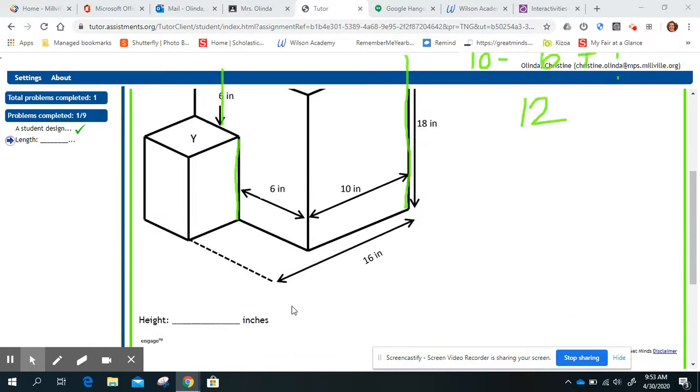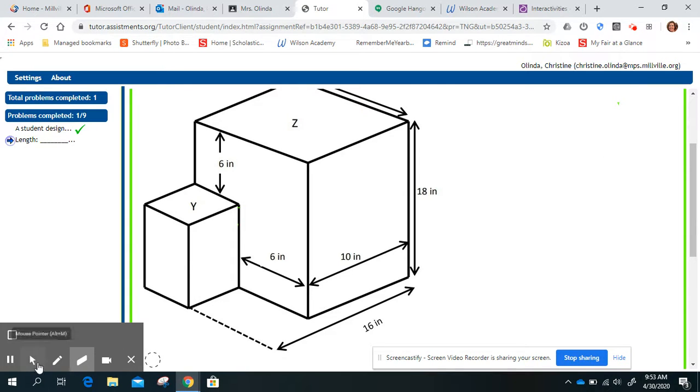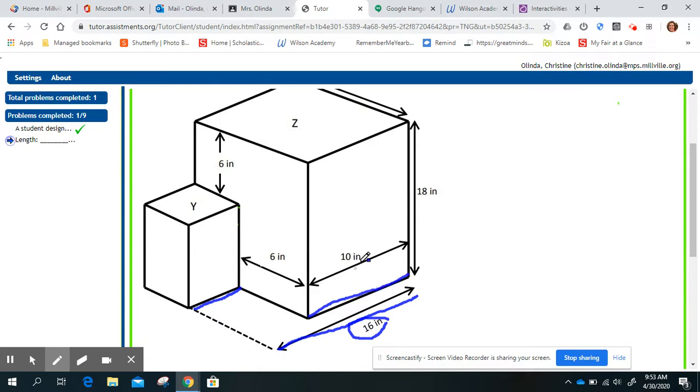So now I need the length. This is the length right here. So I need to find how long it is. And again, it's not listed here, but I know the total length here is 16. And I know that this piece here is 10. So I know the total is 16. I know that one part is 10.